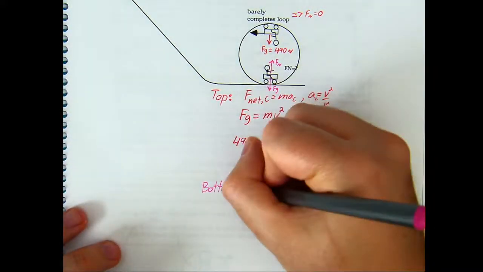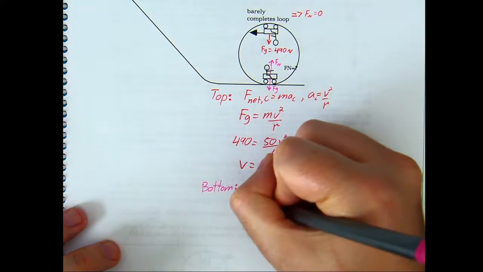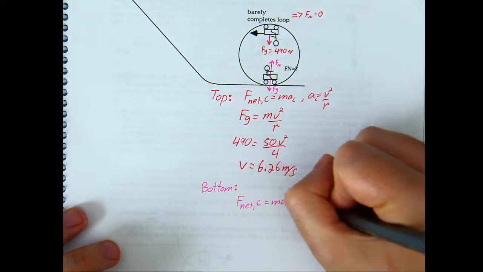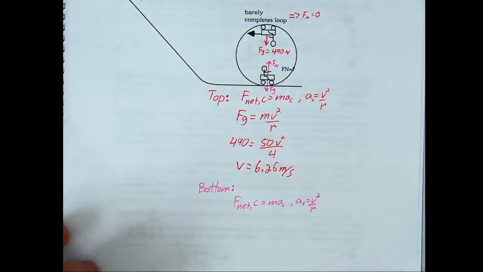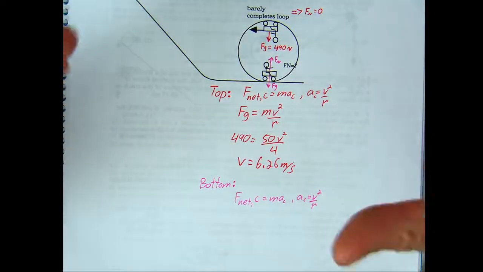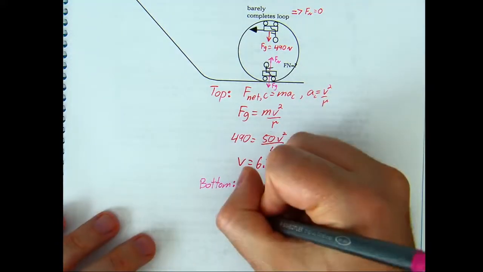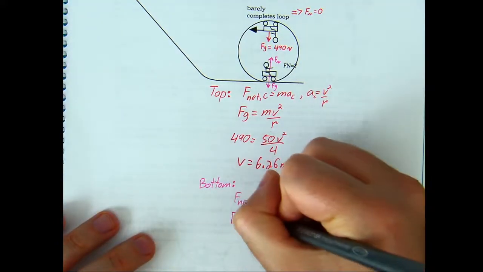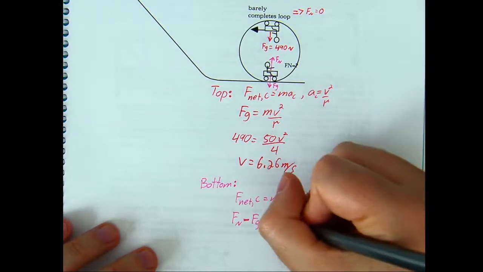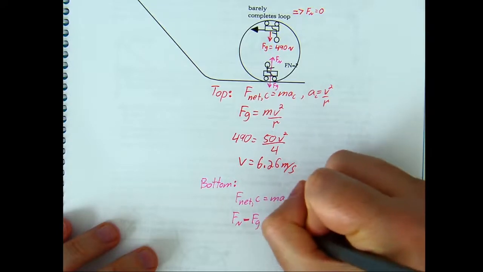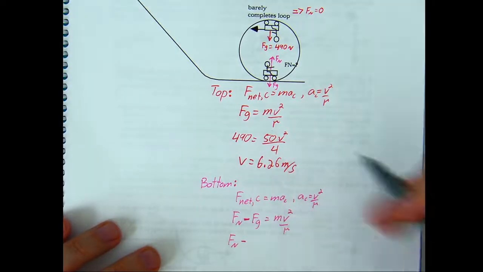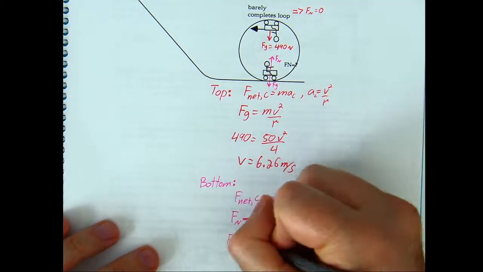We've got Fn, I'll start from the beginning. F net C equals MAC, and we've got AC equals V squared over R. So at this point, my net force here is going to be, remember, in a circle, inward is always positive. So this one's going to be Fn minus Fg, because Fg is acting downwards here, equals mv squared over r. Now, we don't know what Fn is. That's what we're looking for. We want to minus Fg, which we already know is 490.